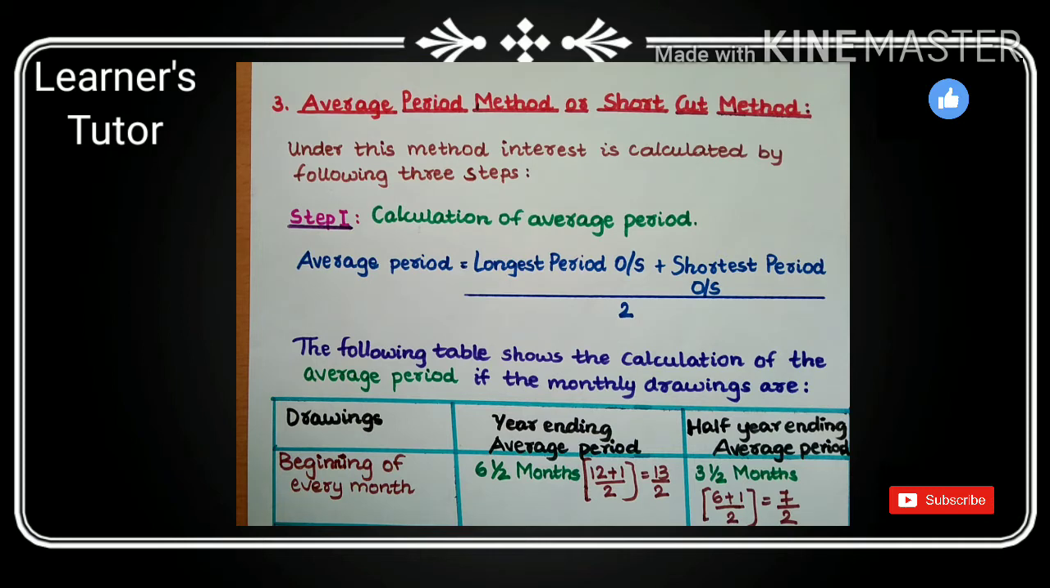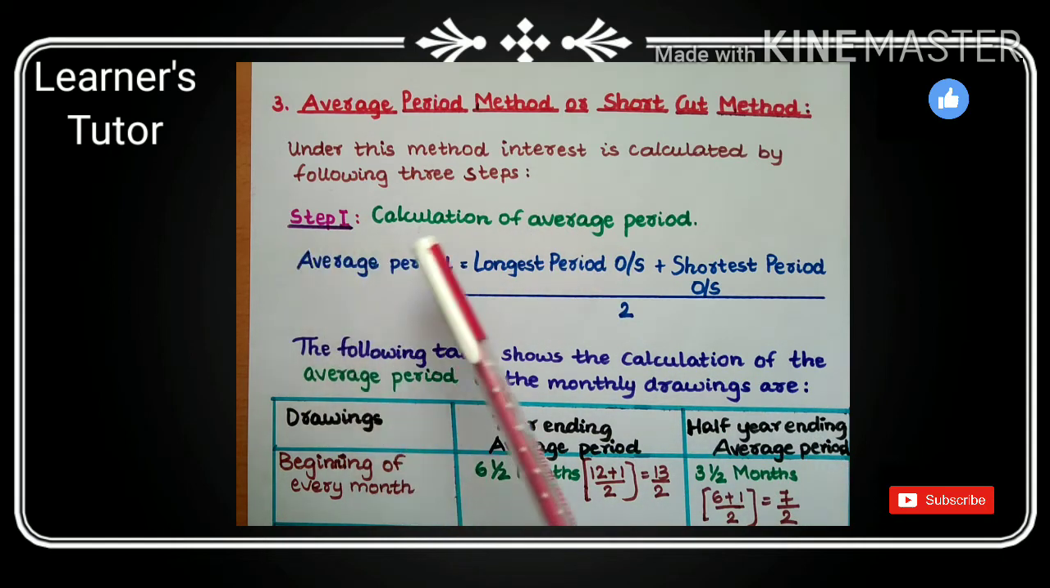Let us understand the average period method or shortcut method. Interest on drawings: we have three methods. Direct method, product method, and the third is the average period method. The last two methods I've taught in the previous videos. Please check those videos. Now, under the average period method, we have three steps.